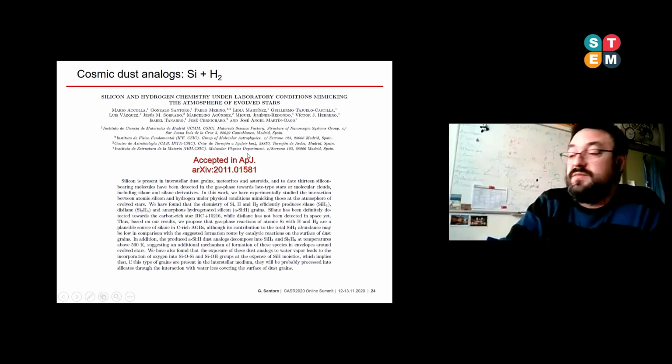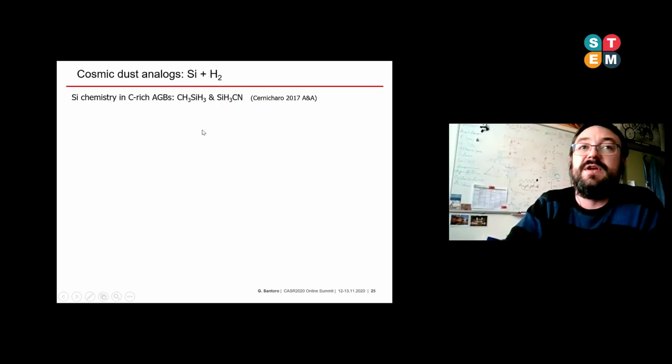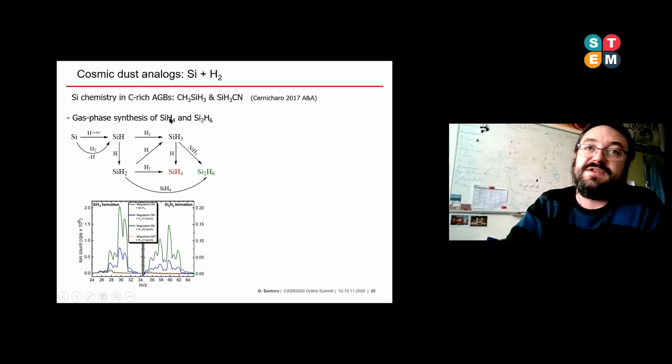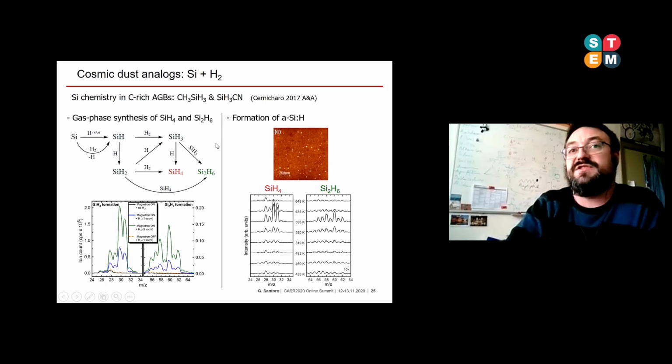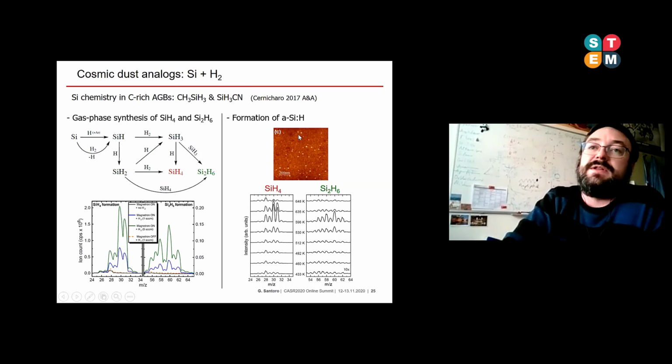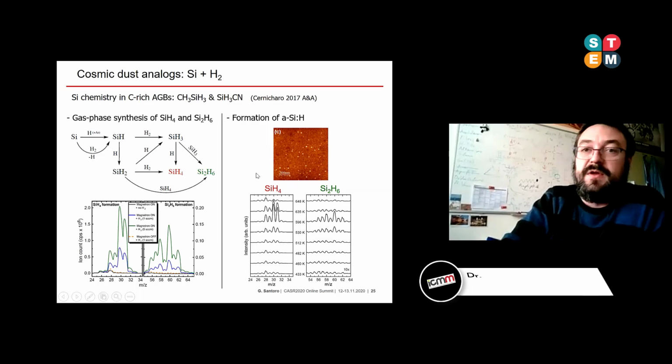Finally, as I have mentioned, I would like just to draw your attention to our recently accepted paper in Astrophysical Journal, and it's about the chemistry of atomic silicon and hydrogen, which is interesting also in carbon-rich AGBs, as can be derived from the detection of these silicon-bearing molecules. And we have simulated these processes, and we have observed a nice process that can be an additional source of silane, and this silane comes from the thermal processing of amorphous hydrogenated silicon.